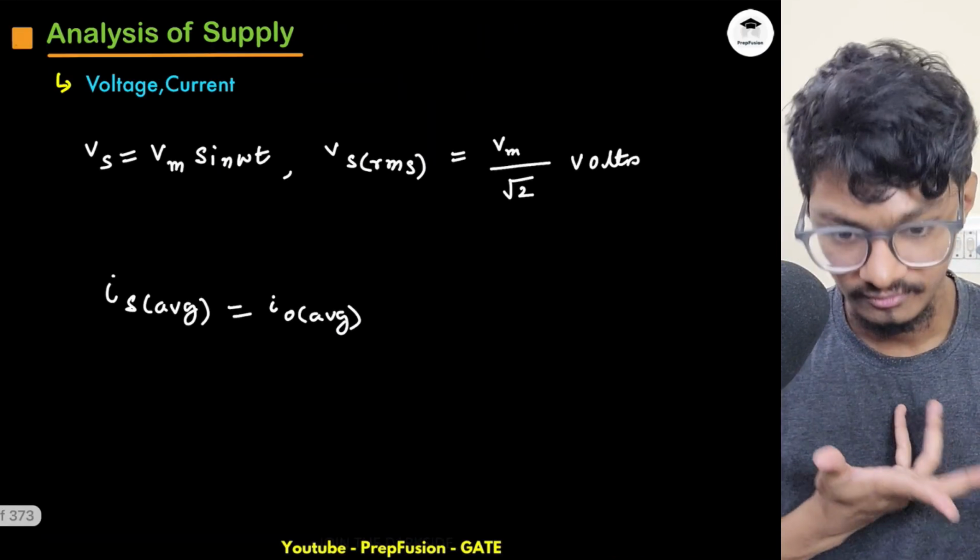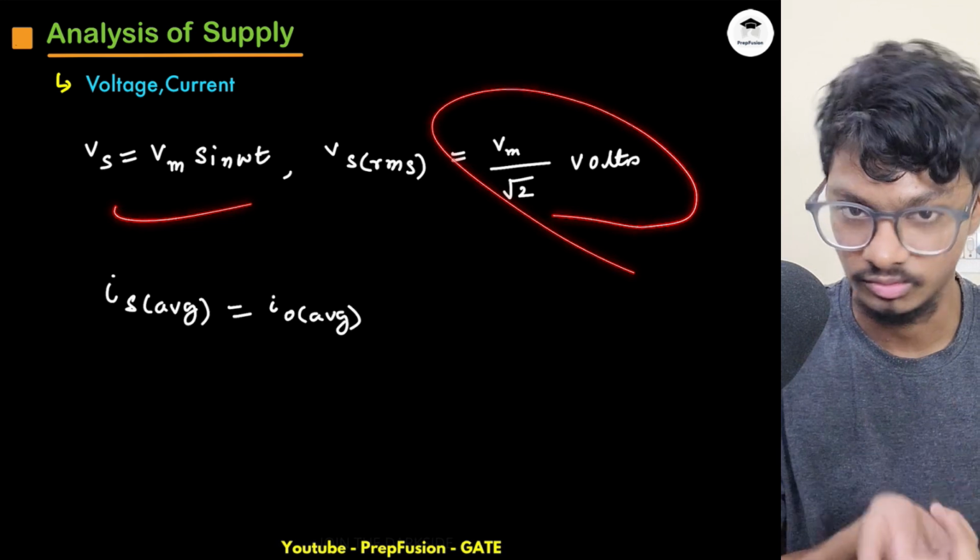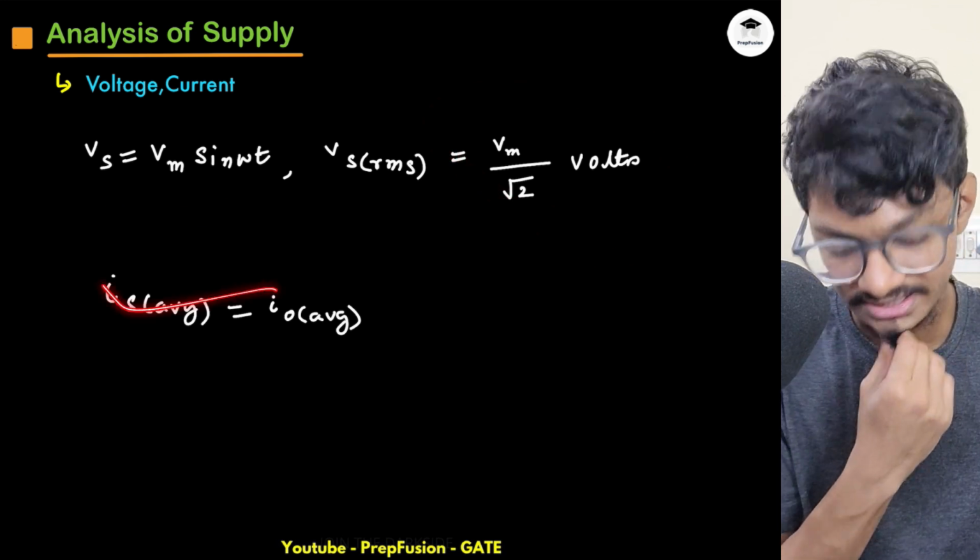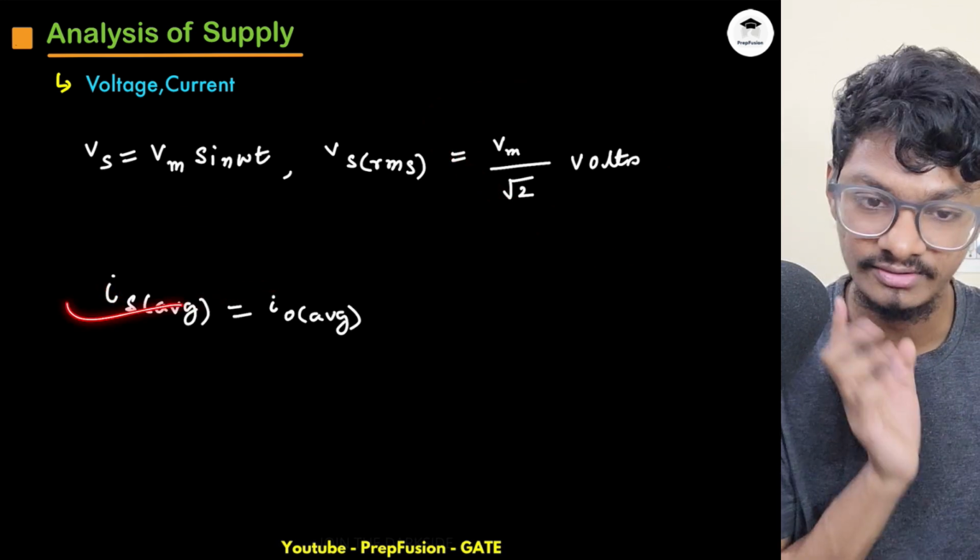Now the supply voltage will be the same, and RMS will be VM by root 2, and IS average will be IO average.